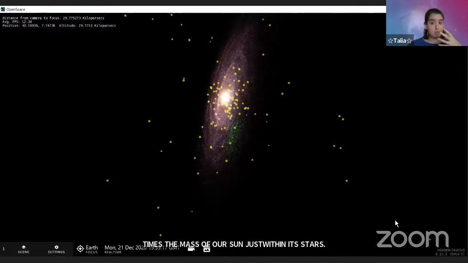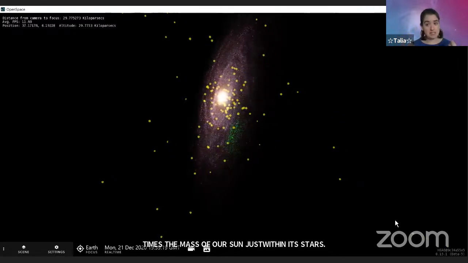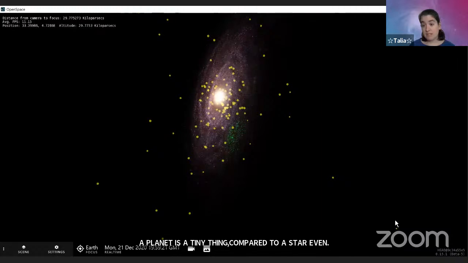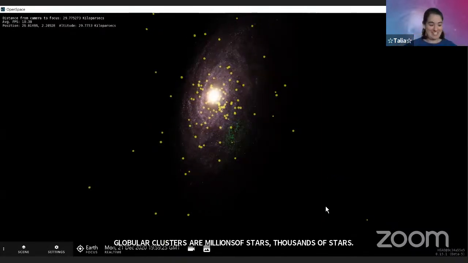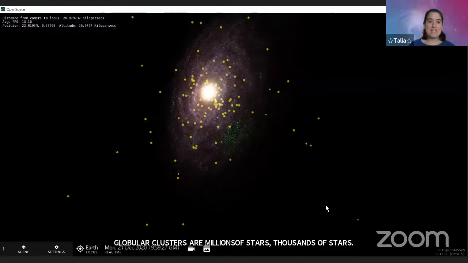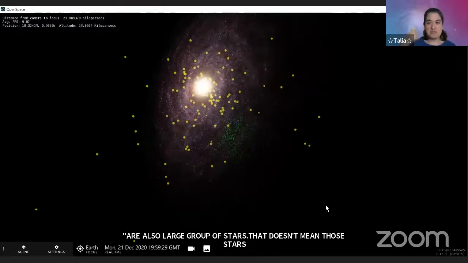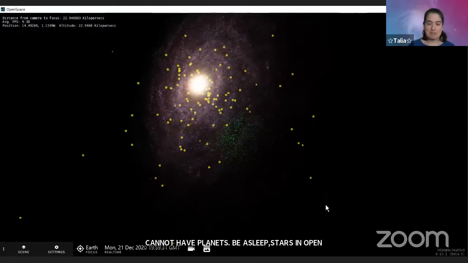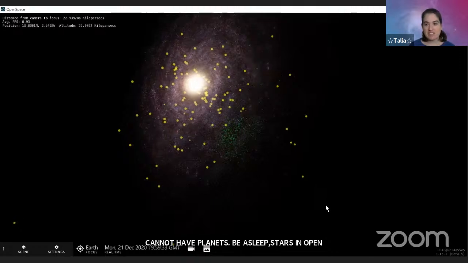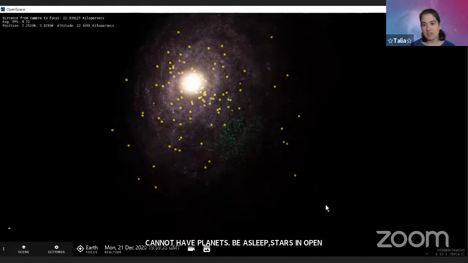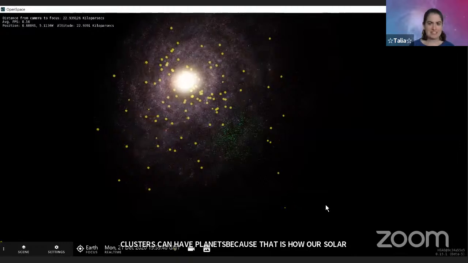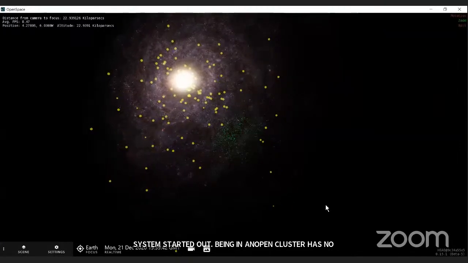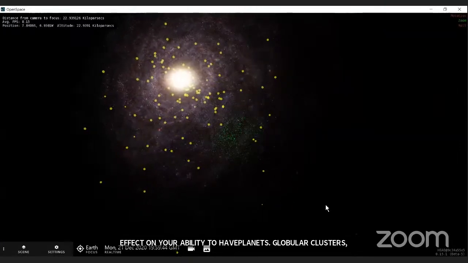Now, that doesn't mean those stars can't have planets. Obviously, stars in open clusters can have planets because that's how our solar system started out. So fortunately, being in an open cluster has no particular effect on your ability to have planets, but in globular clusters it's a lot harder. There's a lot more gravitational forces at work there. I hope that cleared things up. I hope so too. That made sense to me.